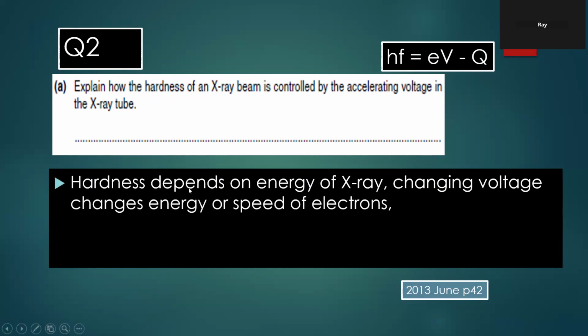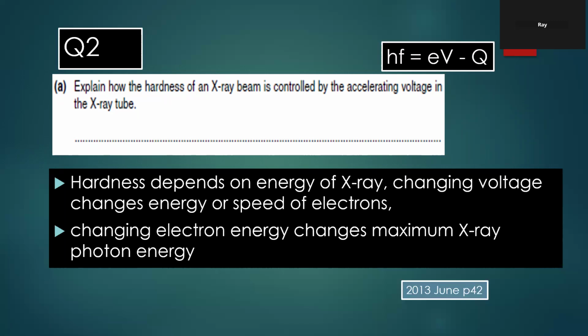Hardness depends on energy of X-ray. Right? Depends on the accelerating voltage. Changing voltage changes energy. You change the voltage, you change the energy, or you change the speed of the electron. Right? This is kinetic energy. Changing electron energy changes the maximum X-ray photon energy. It changes the energy of the X-ray photon.